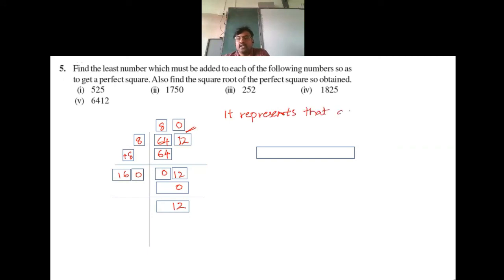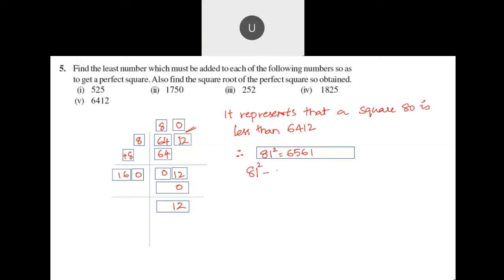It means that the square of 80 is less than 6412. Therefore, we have to consider 81 square, which is 81 times 81. I'll write 6561. This is the square. Now, what you have to do is this: 81 square minus 6412 to be done.